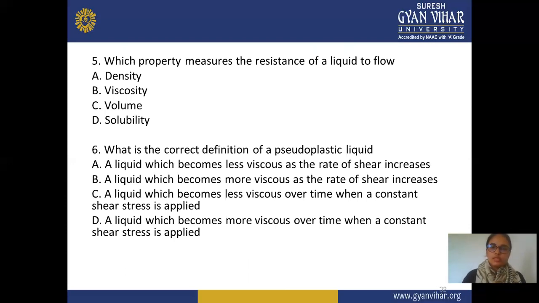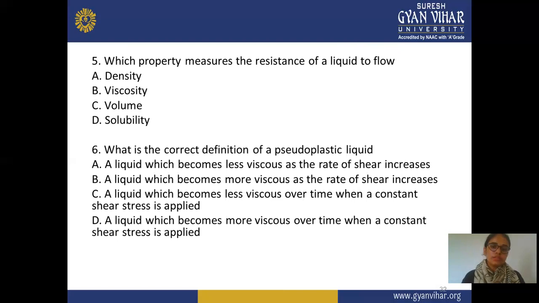Next is the fifth question. In this, which property measures the resistance of a liquid to flow? A is density, B is viscosity, C is volume, D is solubility. So these are the four options for the property measurement of liquid flow. You can select any one correct option for this fifth question.